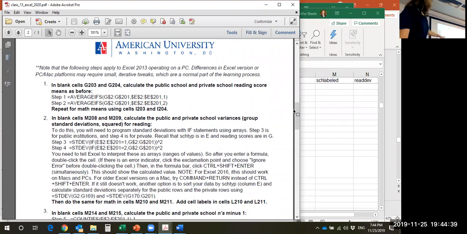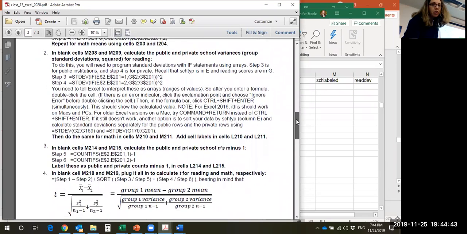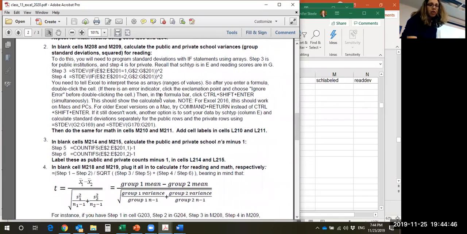Okay, but then moving to step two, step two is a little tricky, and there are different ways to do it. Basically, we want to get the variance in reading scores for public school kids and the variance in reading scores for private school kids. Because the E column is 1 if it's public and 2 if it's private.